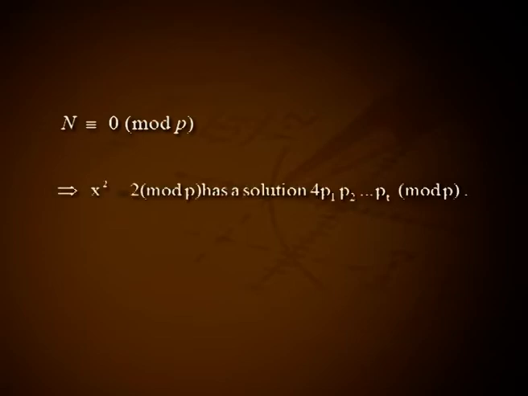x² congruent to 2 mod p has a solution, namely 4p1p2...pt mod p. Hence, (2/p) is equal to 1. By Theorem 2, p must be of the form 8m+1 or 8m-1. p cannot be of the form 8m-1 since p and 2, p1, p2, ..., pt are co-prime. Hence, p must be of the form 8m+1.